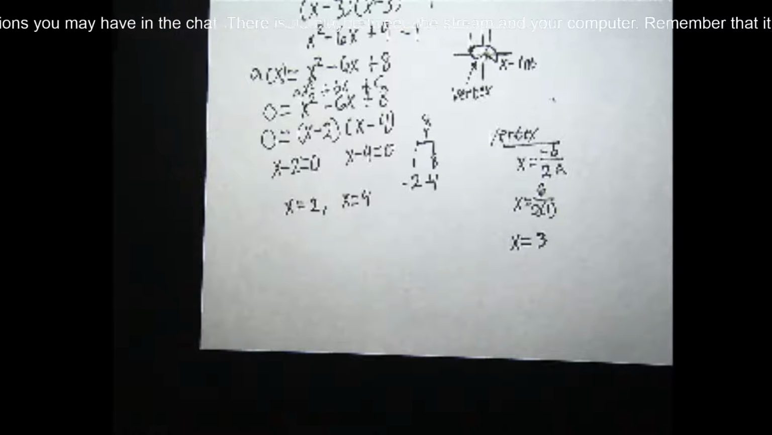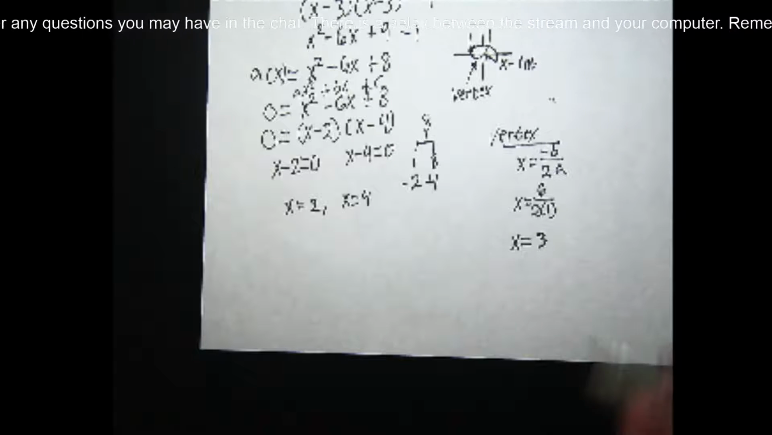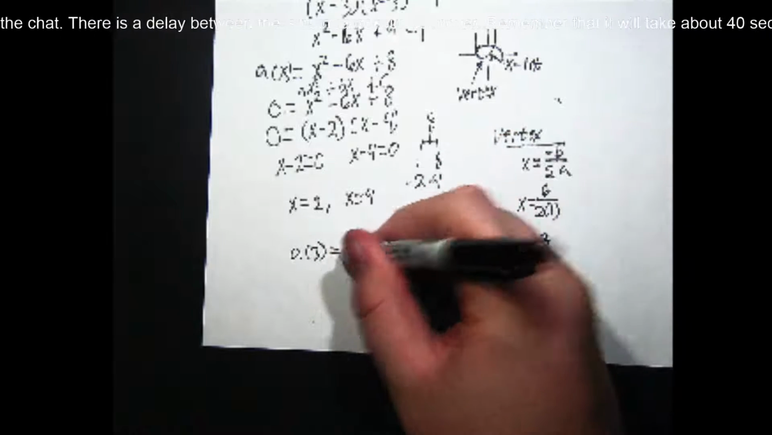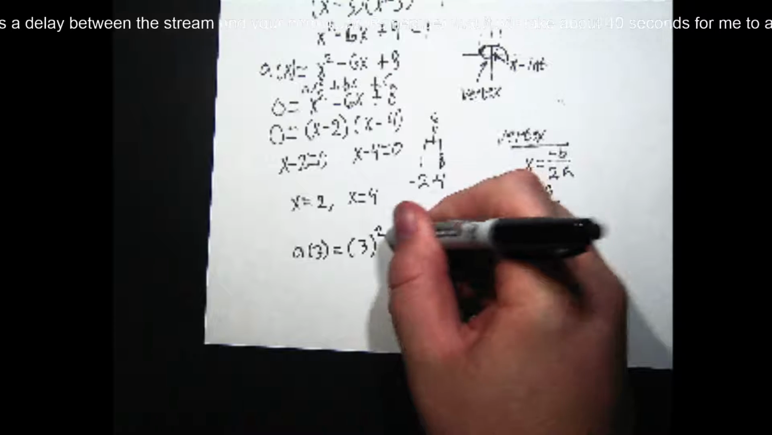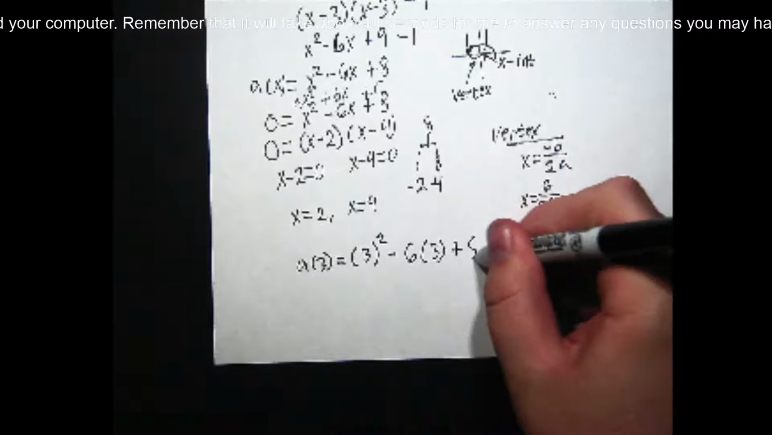But this isn't crossing an axis or anything. This is just a point. So before we can actually figure out where this point is, we've got to find not just the x part, but the y part as well. So what we'll do now is, since we know the x portion of it, we can take this, plug it back into our function for x, and it will give us out the y. So we have a of 3 is equal to 3 squared minus 6 times 3 plus 8.